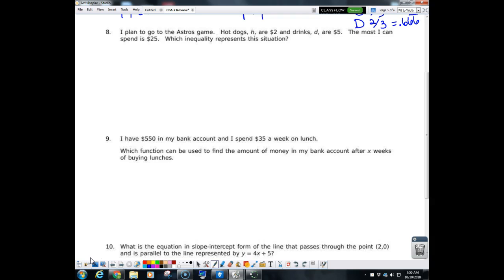Okay, but anyways, the most I can spend is 25. The most. You remember what that means in an inequality? What is it? Less than or equal to, yes. So the most I can spend is 25. And remember, I have two options, right? When you have two options, they go on the same side. So I have my two options, hot dogs and drinks, and they go on the same side. Then hot dogs H cost $2, so the hot dogs are $2. And the drinks are $5, right? So that's how you would write that inequality.